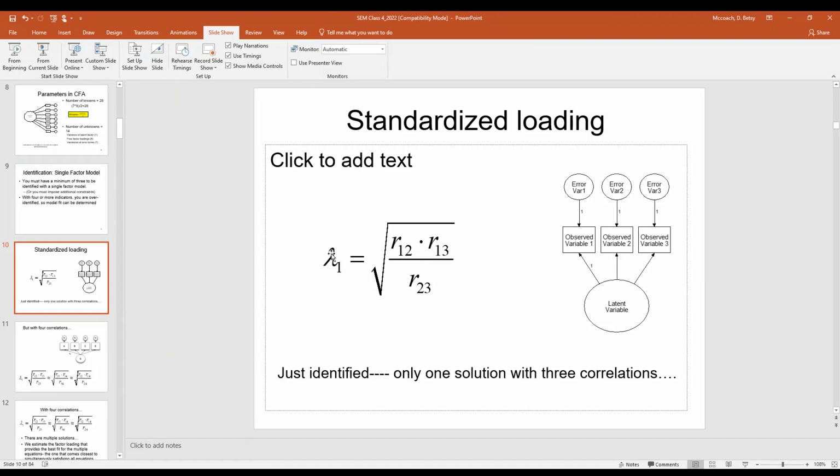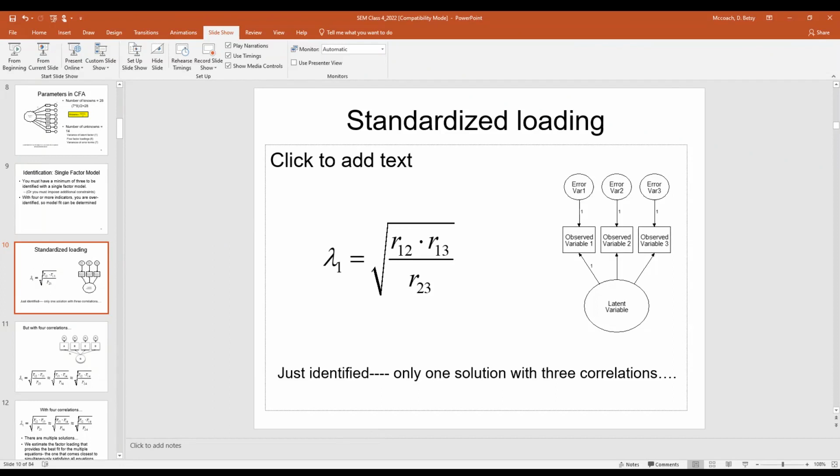And we take the square root of that, and that gives us the standardized regression coefficient, or in this case, it's really like our pattern coefficient, right? So that's fine, and it's just identified. There's only one solution. We have 3 correlations, we get 1 solution, right?